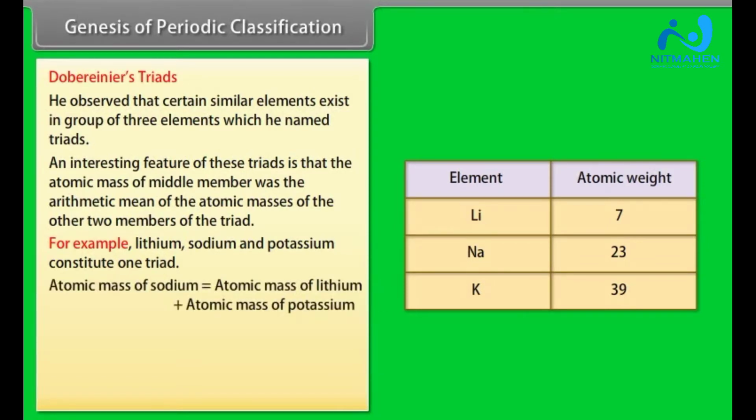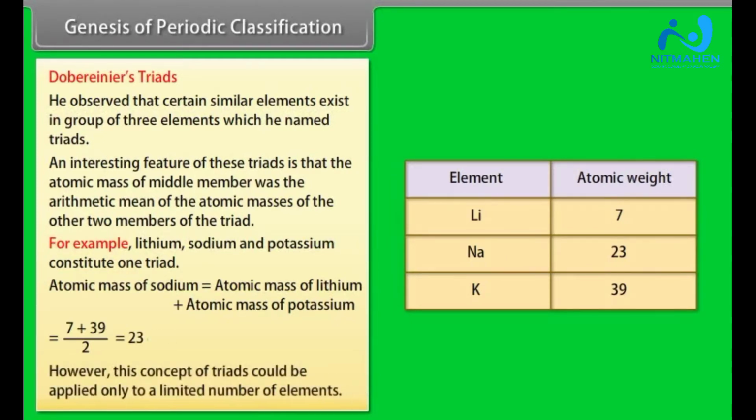Atomic mass of sodium is equal to atomic mass of lithium plus atomic mass of potassium by 2, which is equal to 7 plus 39 by 2, which is equal to 23. However, this concept of triads could be applied only to a limited number of elements.